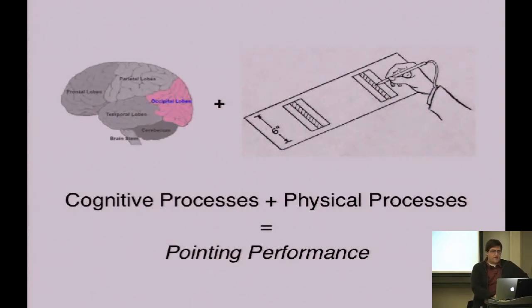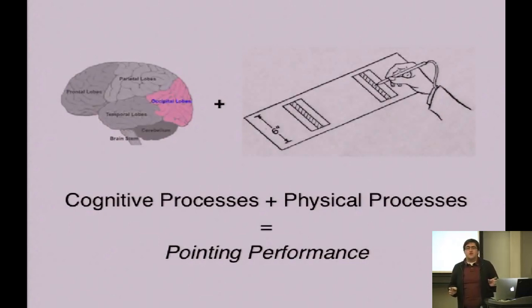One half of it is the physiological brain side of it. There's a certain amount of processing your brain has to do to figure out where the target is and how to move your hand to the target, which is a fixed cost. No matter what device you're using, you've got to think about it and move to it, or at least tell your nerves to send the signal to move your hand to it. There's also the physical process itself of actually moving and pointing. So these combine to get you the pointing performance.